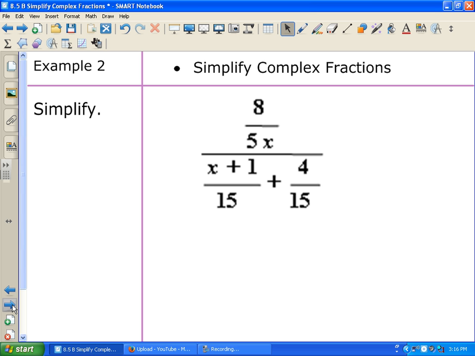We have 8 over 5x divided by x plus 1 over 15 plus 4 over 15.